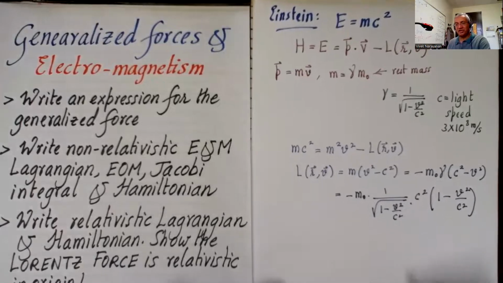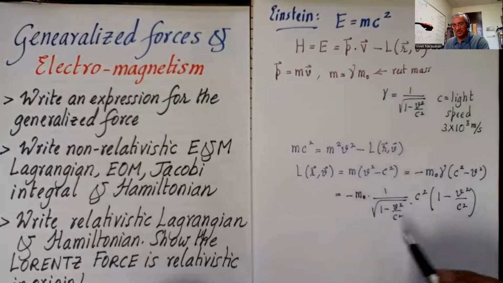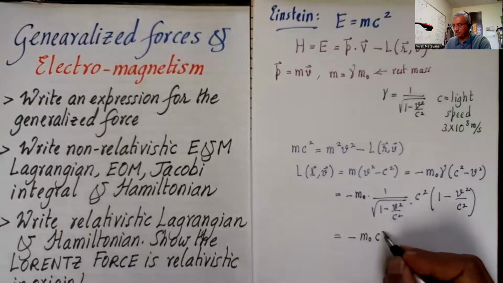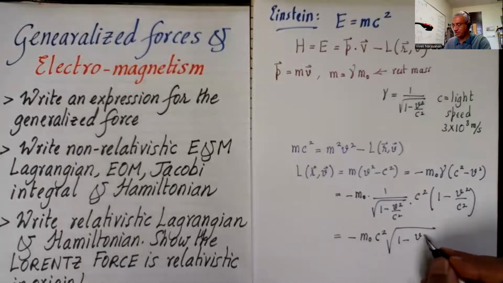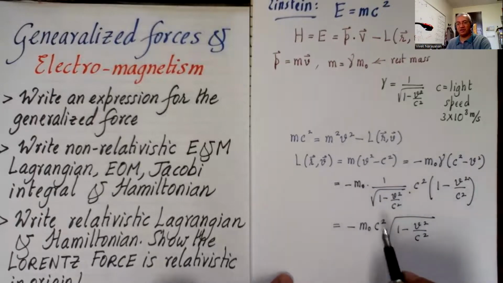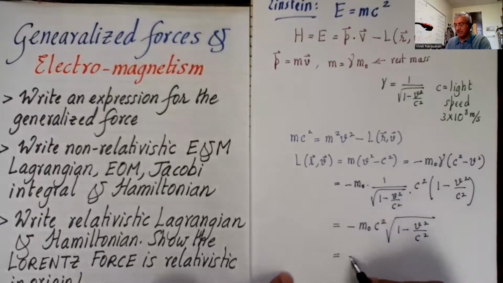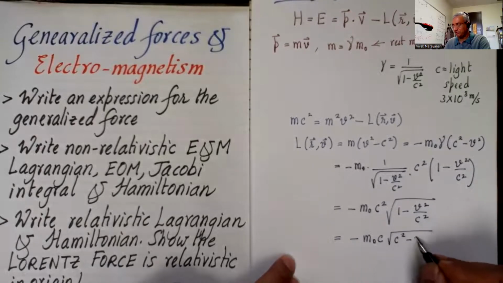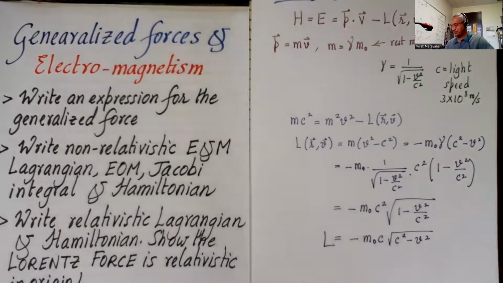So that's a really interesting situation. A square root survives when I cancel out. So this gives me negative m naught c squared times the square root of 1 minus v squared by c squared. And now I can go ahead and take one of the c factors inside. When I take a single c factor inside, it becomes c squared, and it gets rid of the c squared down there. And then I'm only left with a single c up here. So m naught c root c squared minus v squared. That is a relativistic Lagrangian.